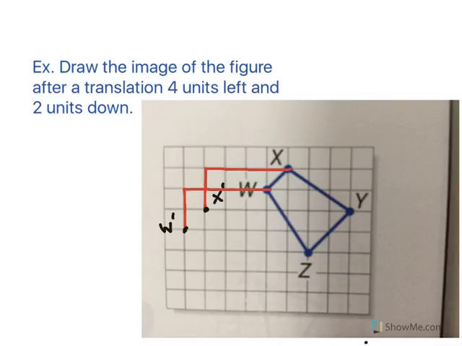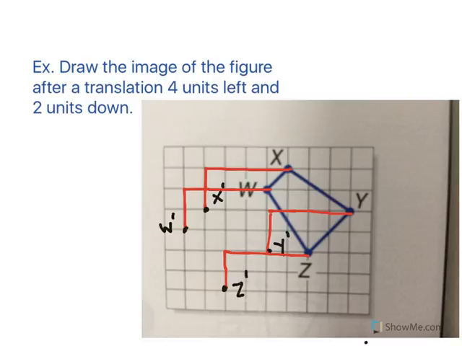Now, same thing with my last 2 points. I'm going to go 1, 2, 3, 4 to the left, and then I'm going to go 2 down. And then I'm going to title this Y prime. And the last one, I'm going to go 4 to the left, and I'm going to go 2 down. I'm going to title this Z prime.